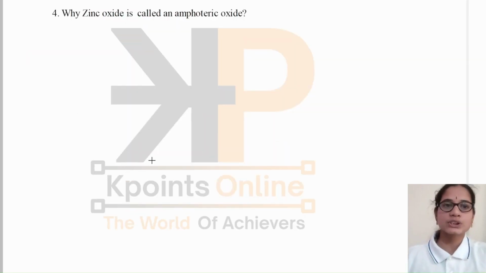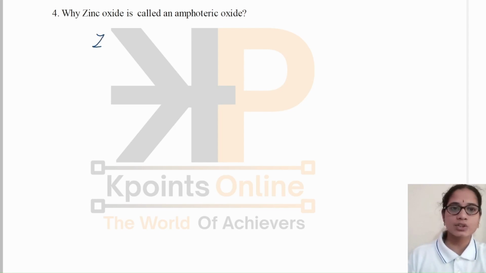The next question, why is zinc oxide called an amphoteric oxide? We have studied that amphoteric oxides are oxides which react with both acids and bases to form salt and water. Means they behave both as acid and base.